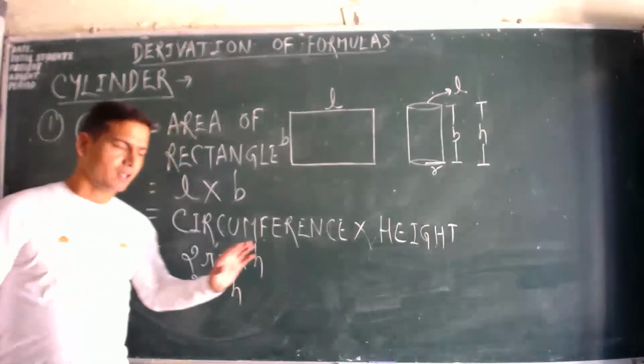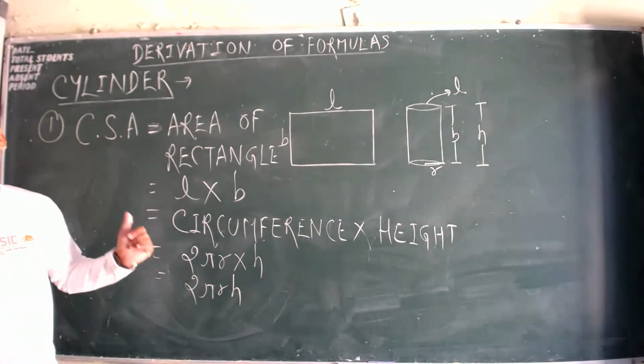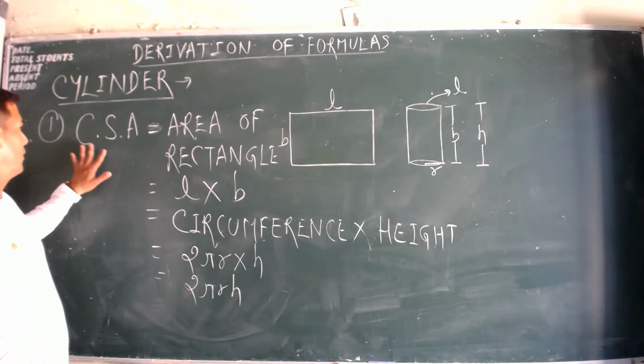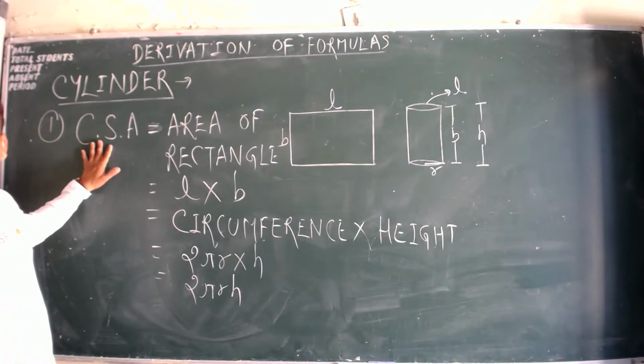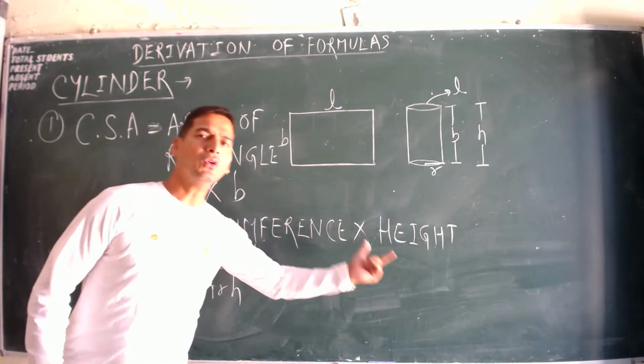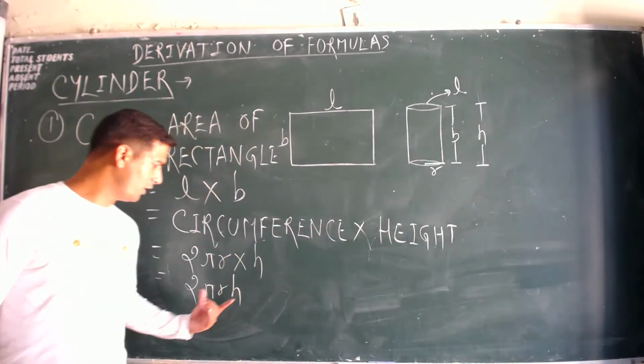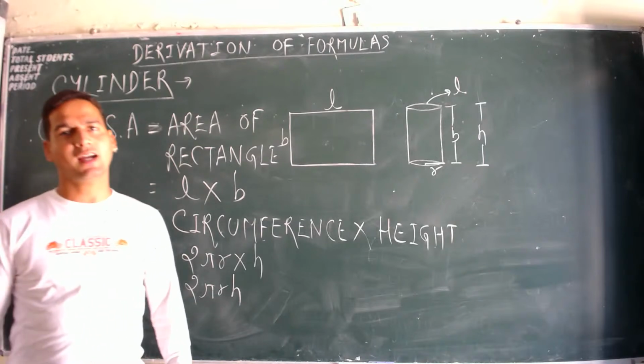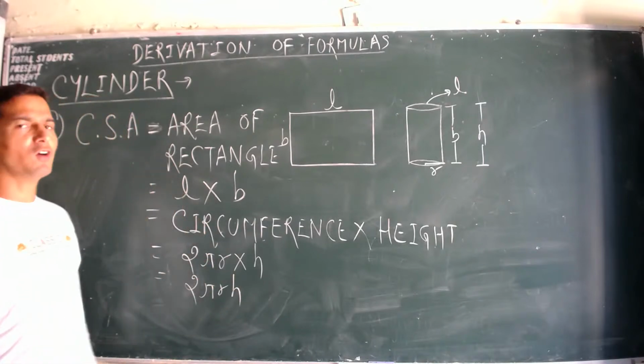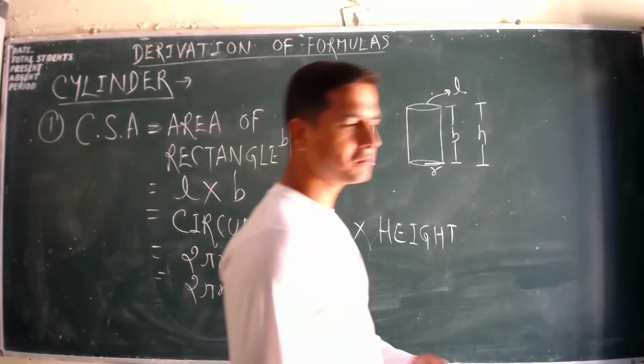Clear? It will be very easy to remember if you learn it like this: curved surface area of a cylinder is circumference into height. The circumference formula is 2 pi r, height is h. That's why we got 2 pi r h. So this is the formula of curved surface area.